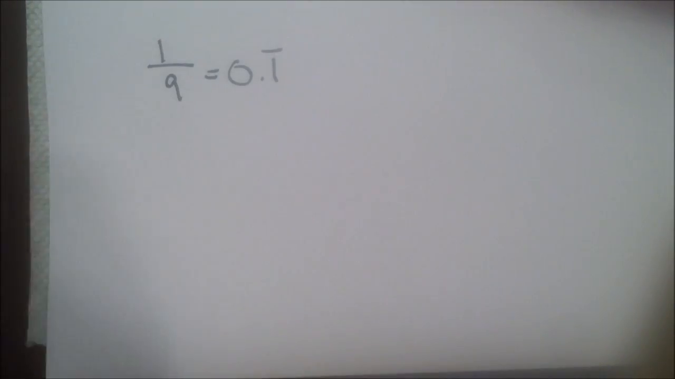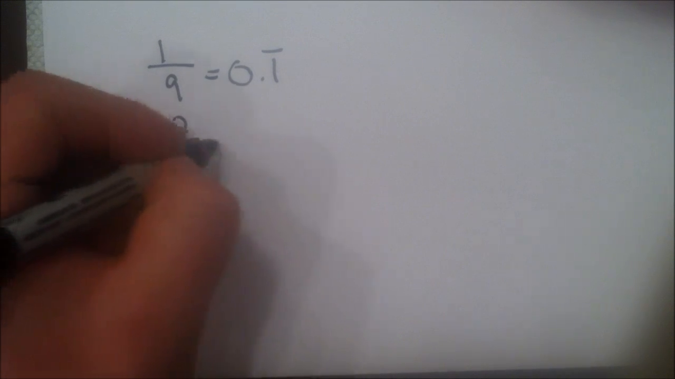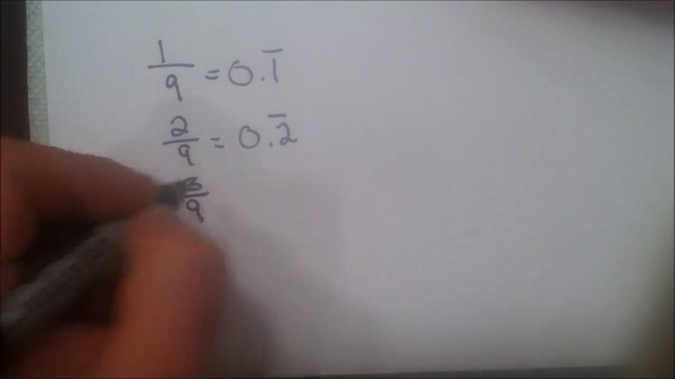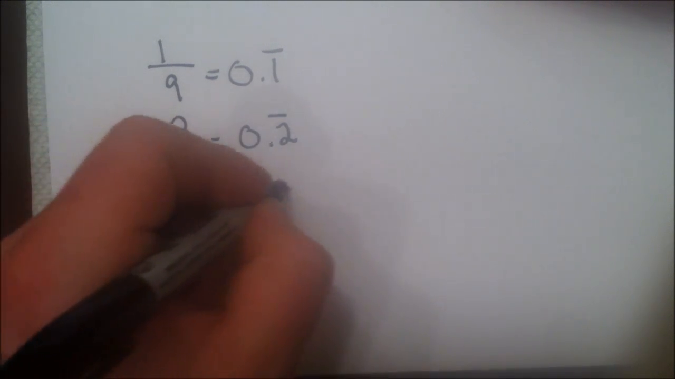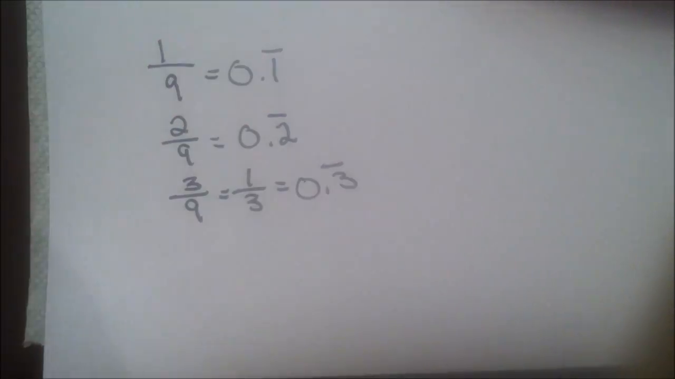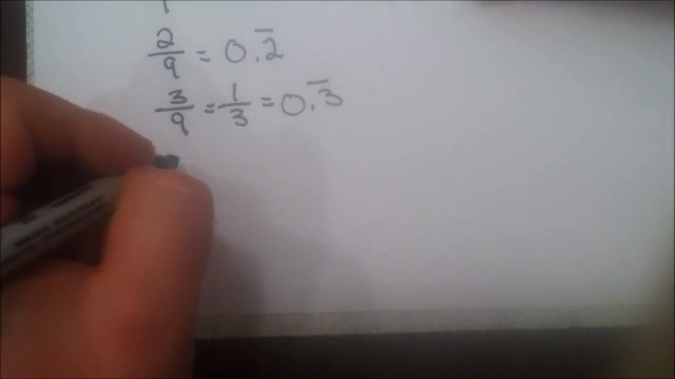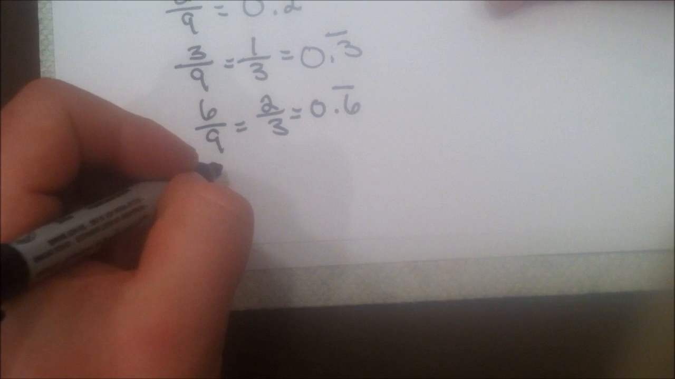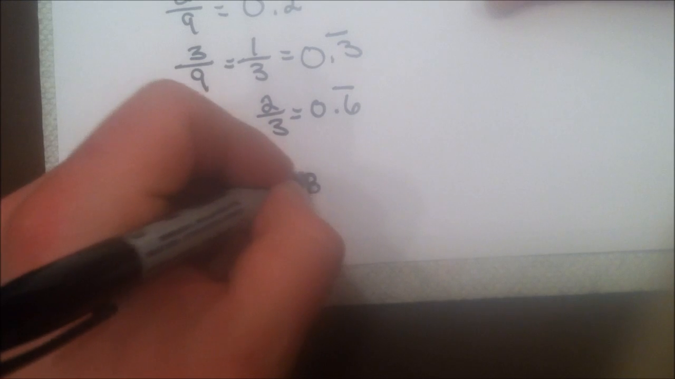Here's another example of problems we run into, and that's with ninths. So 1/9 equals 0.1 repeating. 2/9 is equal to 0.2 repeating. 3/9, well, that reduces to 1/3, and guess what? It equals 0.3 repeating. And this pattern continues. When we do 6/9, that reduces to 2/3, and this equals 0.6 repeating. 8/9, you guessed it, 0.8 repeating.